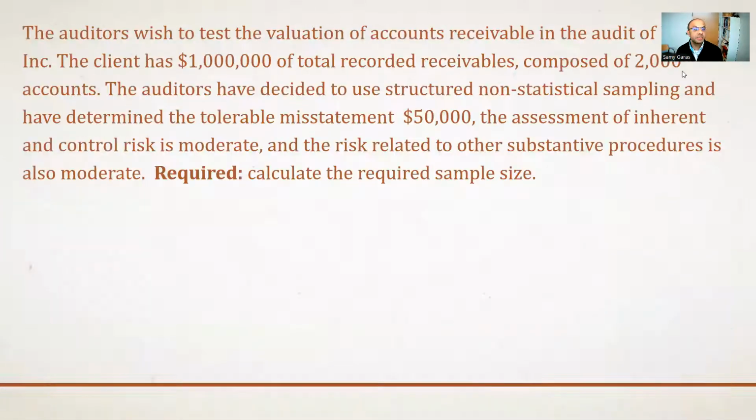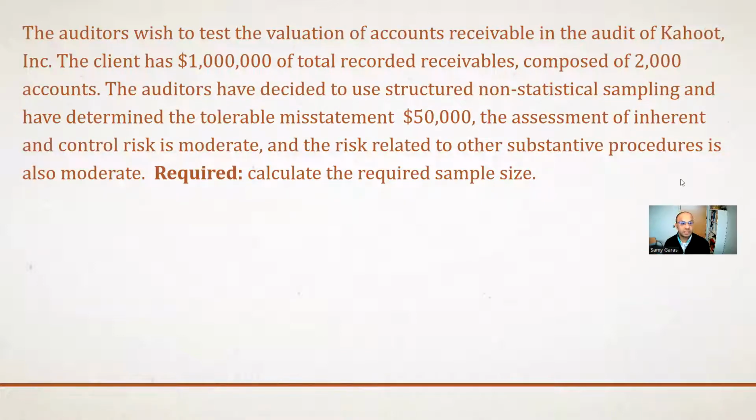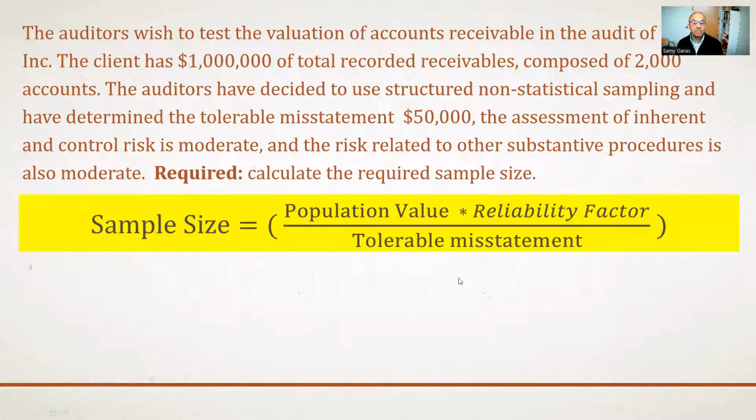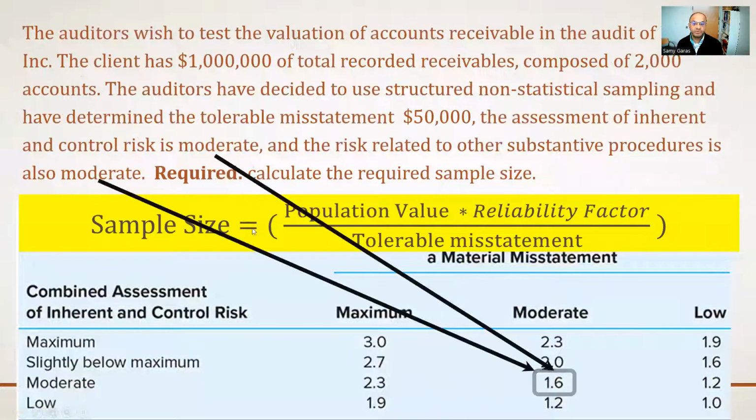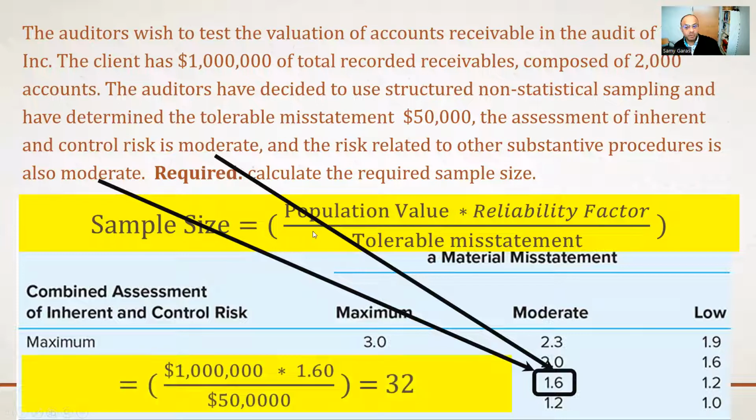Another example. And here also take a minute to read the example, and then let us work out the example, which is the population value. First, we need to check here the level of the risk. The previous example, it was maximum. Here we have moderate. And then we get the population value, 1 million times 1.6, which is the reliability factor, divided by tolerable misstatement. We get the sample size, 32.